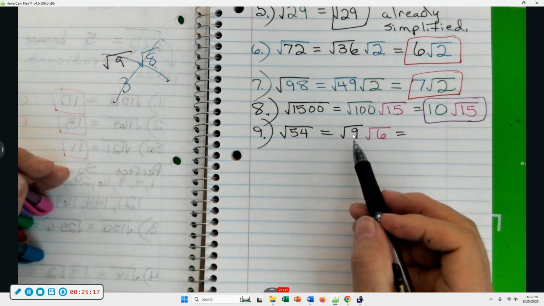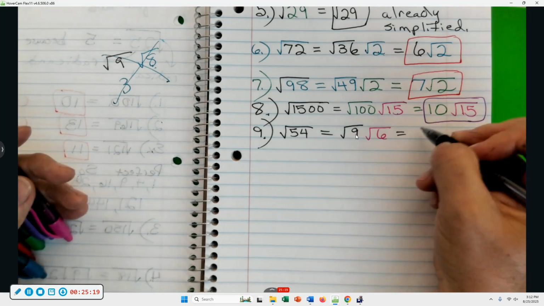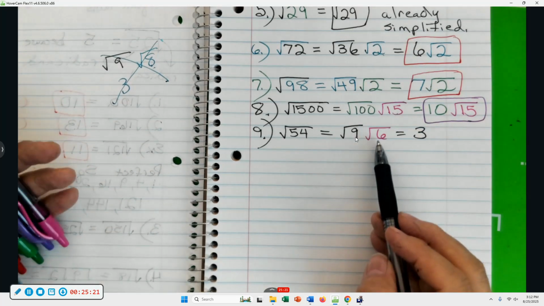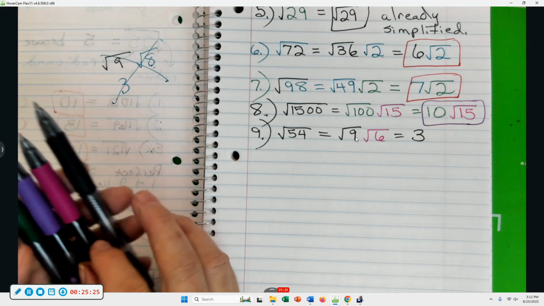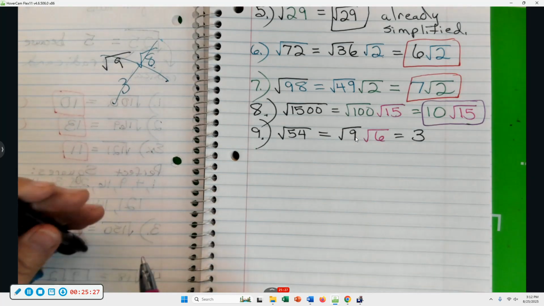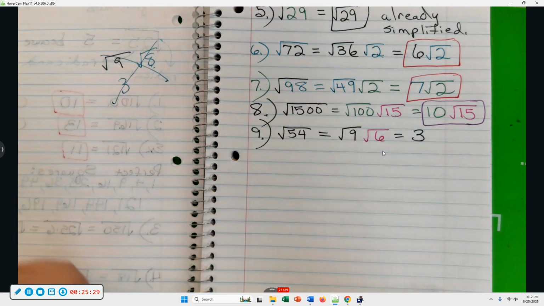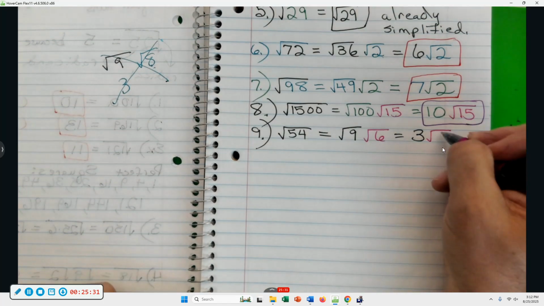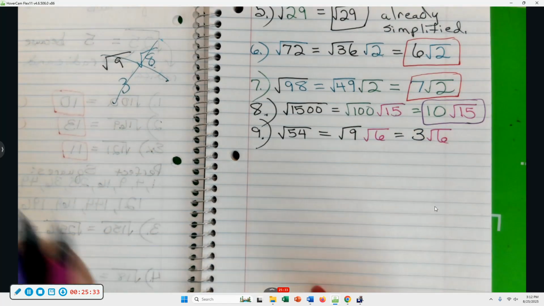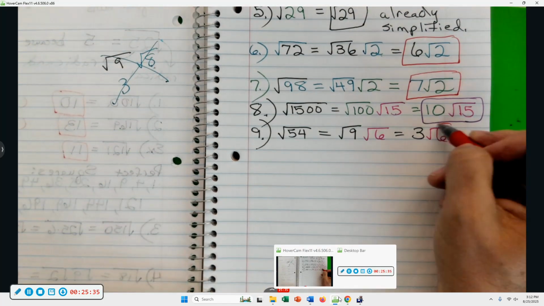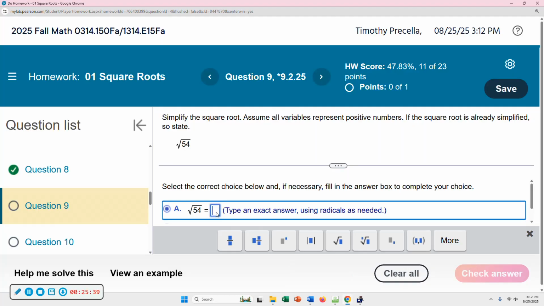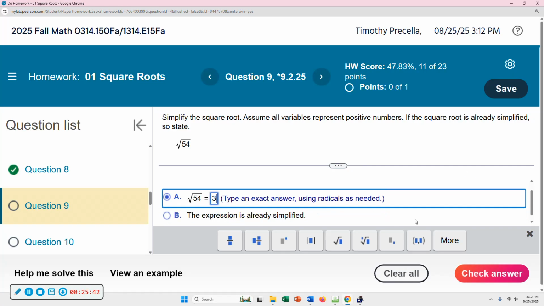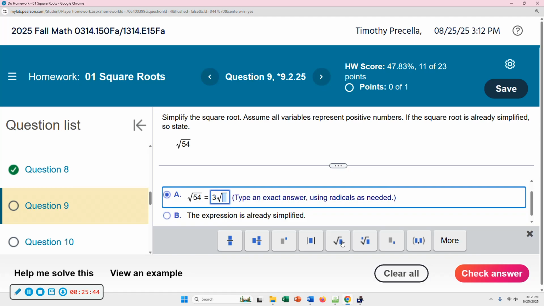What's the square root of 9? 3. What do I do with that square root of 6? Just write it down. Just carry it over. So 3 square roots of 6. 3 square root 6.